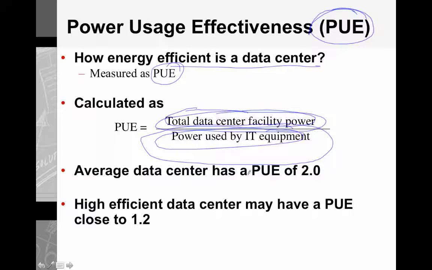An average data center has a PUE of 2.0. In other words, 50% is being utilized for cooling and 50% for the servers. But a highly efficient data center may have a PUE of 1.2. And you really want to get that number as close to 1. So a data center's power usage effectiveness is measured in what we call PUE. A number close to 1 is the best number.